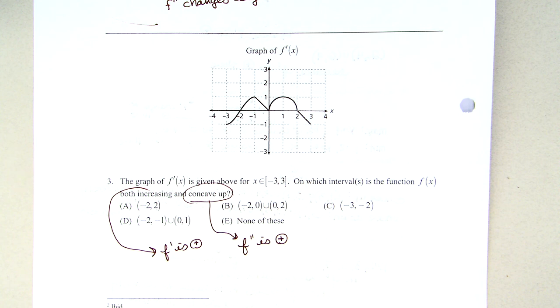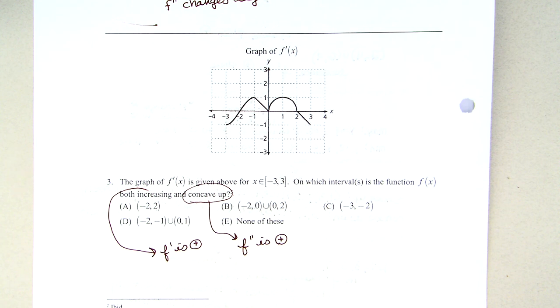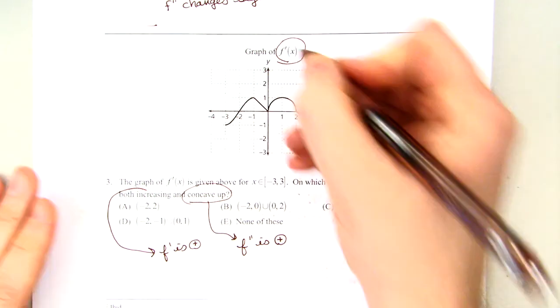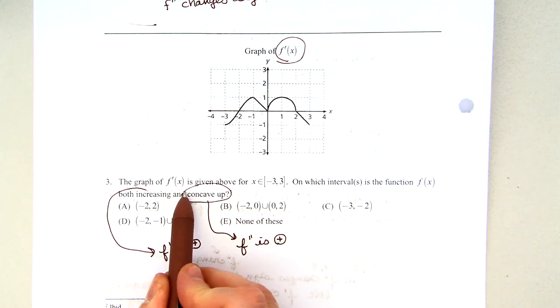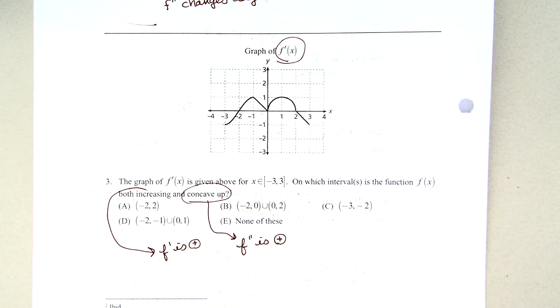What do you have the graph of? f, f prime, f double prime? f prime, because it said that, right? Do you see how we figured out this was the graph of f prime? How did we figure that out? Okay, plus it also says the graph of f single prime.